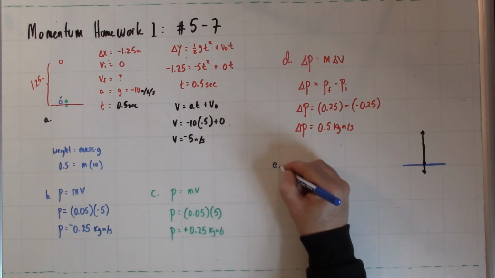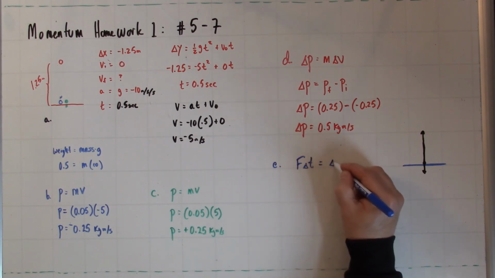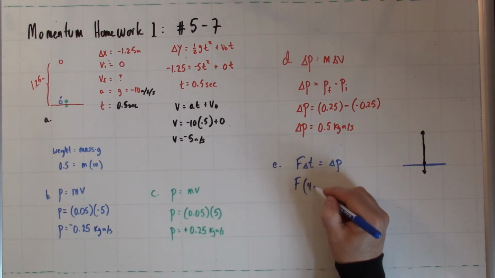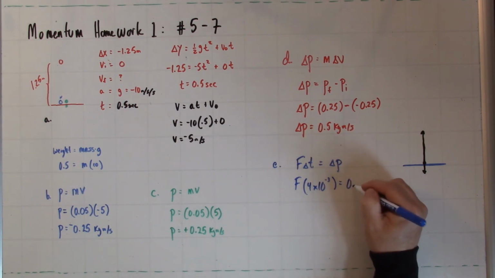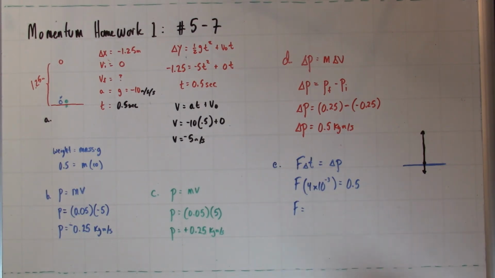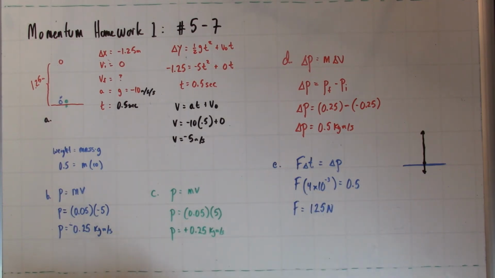So E, we know that the force times the time the force is applied is equal to the change in the momentum. So I'm looking for the force. I know the time is 4 times 10 to the negative 3. And that's equal to the change in momentum, which is 0.5. Let me get out my handy dandy calculator. So we have 0.5 divided by 4 times 10 to the negative 3. And I end up with 125 newtons.